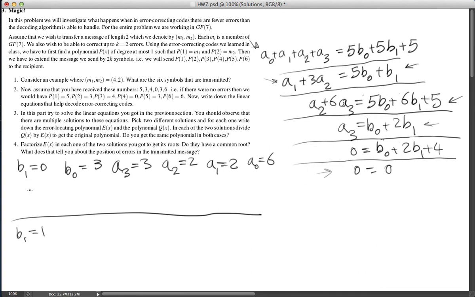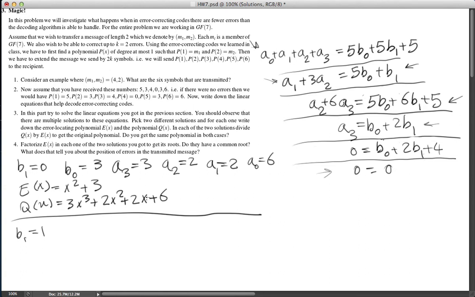So this gives us the two polynomials. e of x equals x squared plus, there is no b1 and there is b0, so e of x is just x squared plus 3, and then q of x is just, let's go ahead and write it down, a3 times x cubed, which is 3x cubed, plus a2 times x squared, which is 2 times x squared, plus a1 times x, which is 2 times x, plus a0, which is just 6.